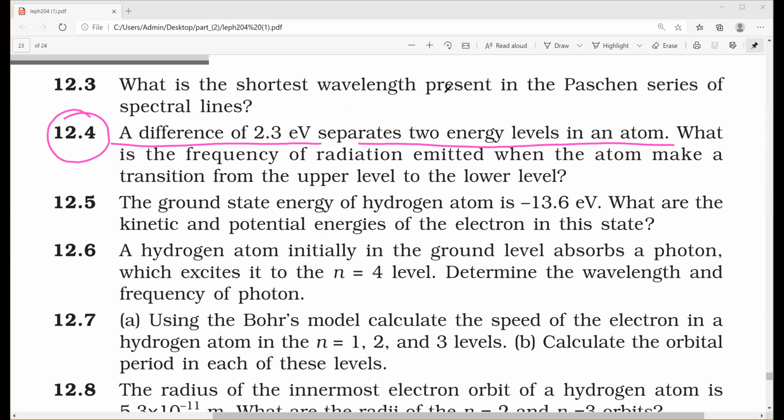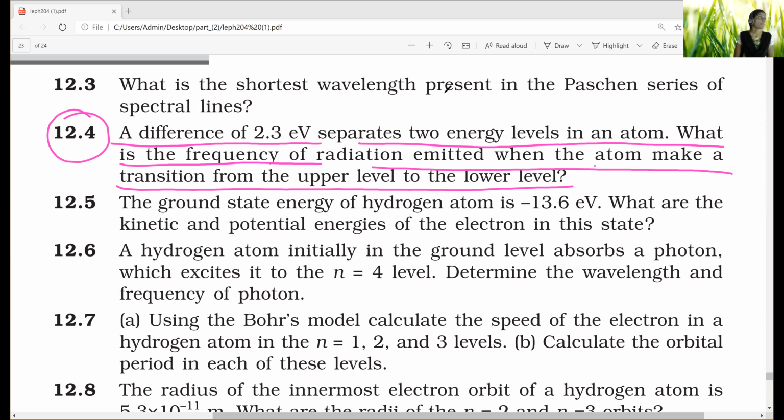Let us see what 12.4 asks. A difference of 2.3 electron volt separates two energy levels in an atom. What is the frequency of radiation emitted when the atom makes a transition from the upper level to the lower level? So let us see how to solve this one.